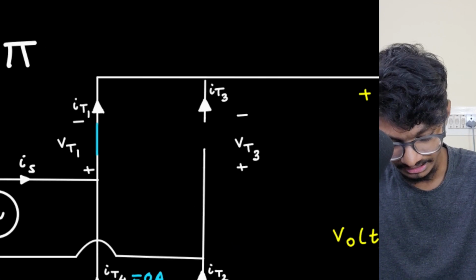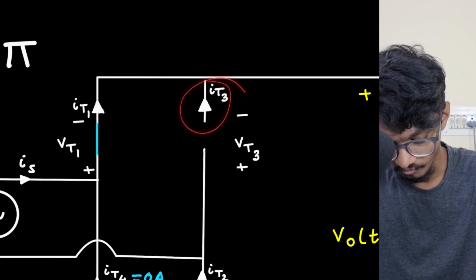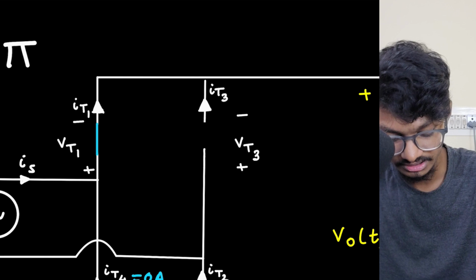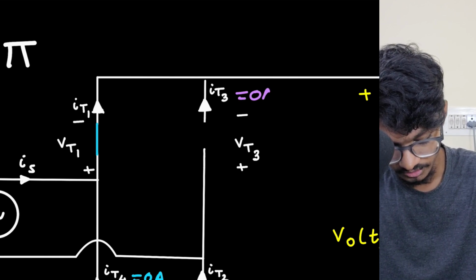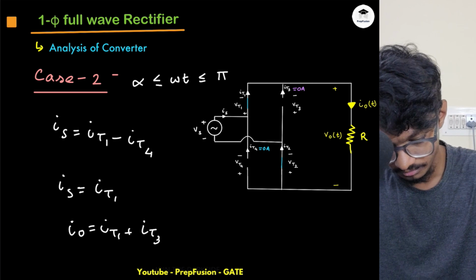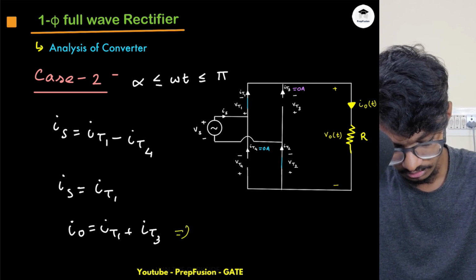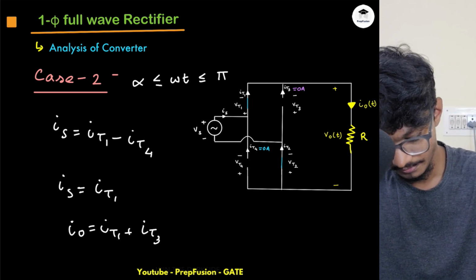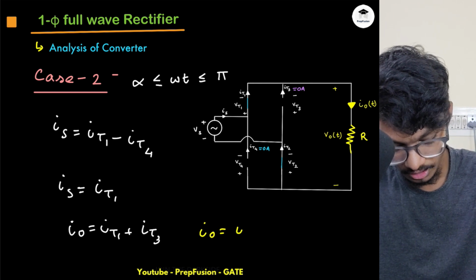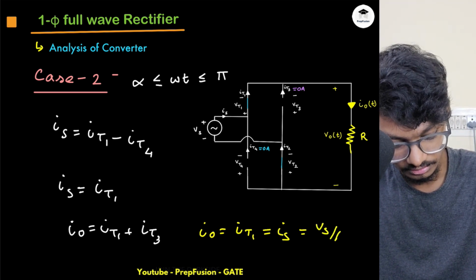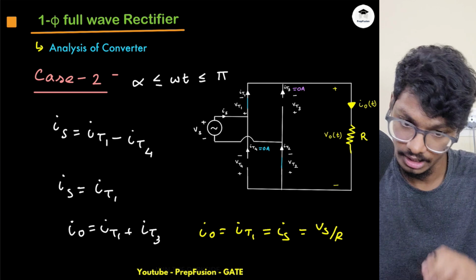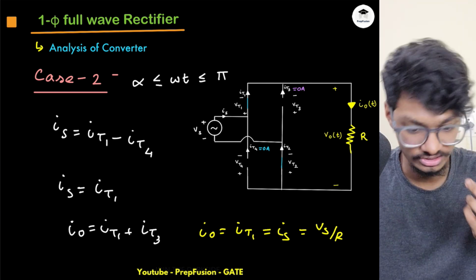Again, the interesting fact here is that thyristor T3 is off, so this will be simply 0 amps of current. So basically my IO will be equal to IT1, which is equal to IS. So IO is IS right now, which is equal to Vs by R. Okay, so now this will change as well, right?